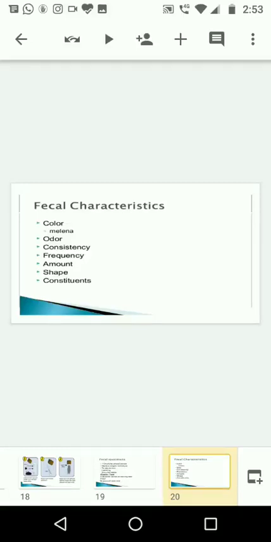Fecal characteristics. You should identify the characteristics of fecal matter by color. Check if there is any melena in it, meaning any presence of blood in the fecal matter. Check the odor of the specimen, consistency, frequency, amount, shape and constituents of the specimen.